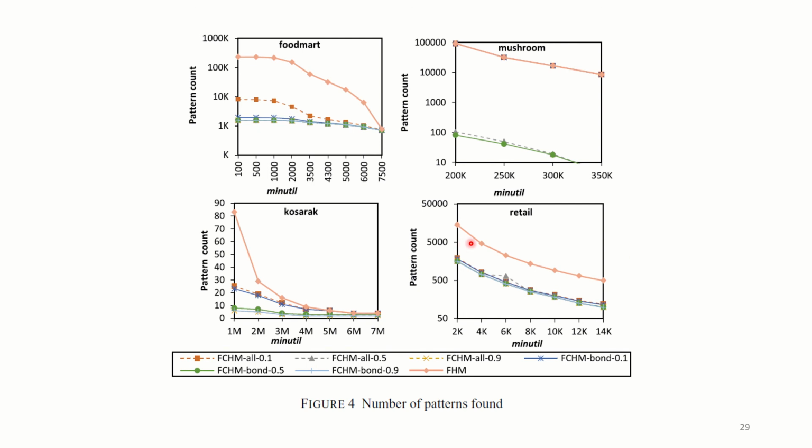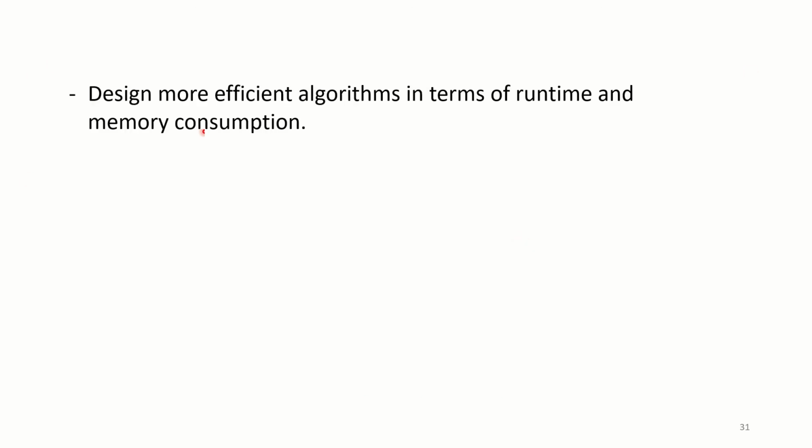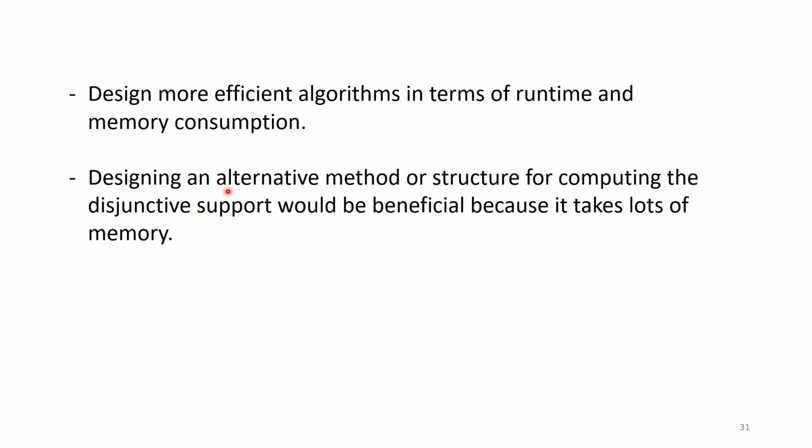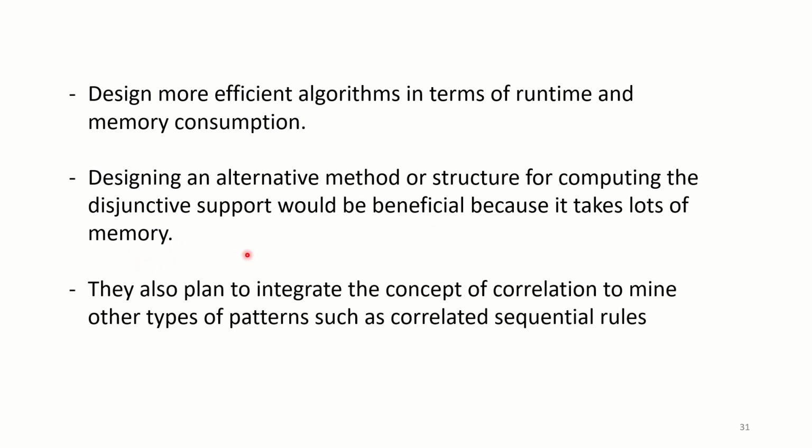They also show that FCHM is faster than FHM, and FCHM also consumes less memory to run. Their future plan is to design more efficient algorithms in terms of runtime and memory consumption. They also talked about designing an alternative method or structure for computing the disjunctive support would be beneficial because it takes lots of memory. So designing an alternative would be better. And they also plan to integrate the concept of correlation to mine other types of patterns such as correlated sequential rules. Thank you so much.